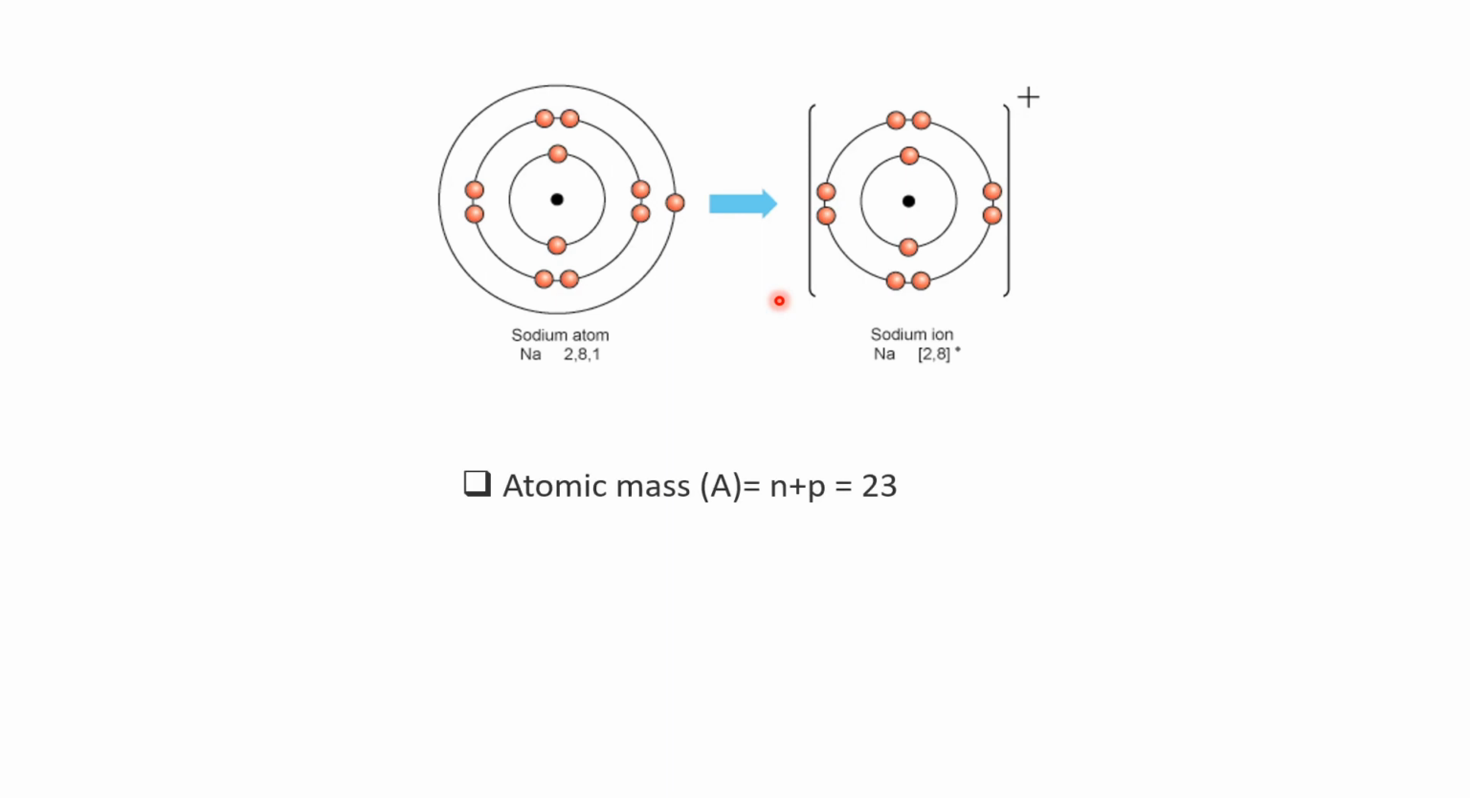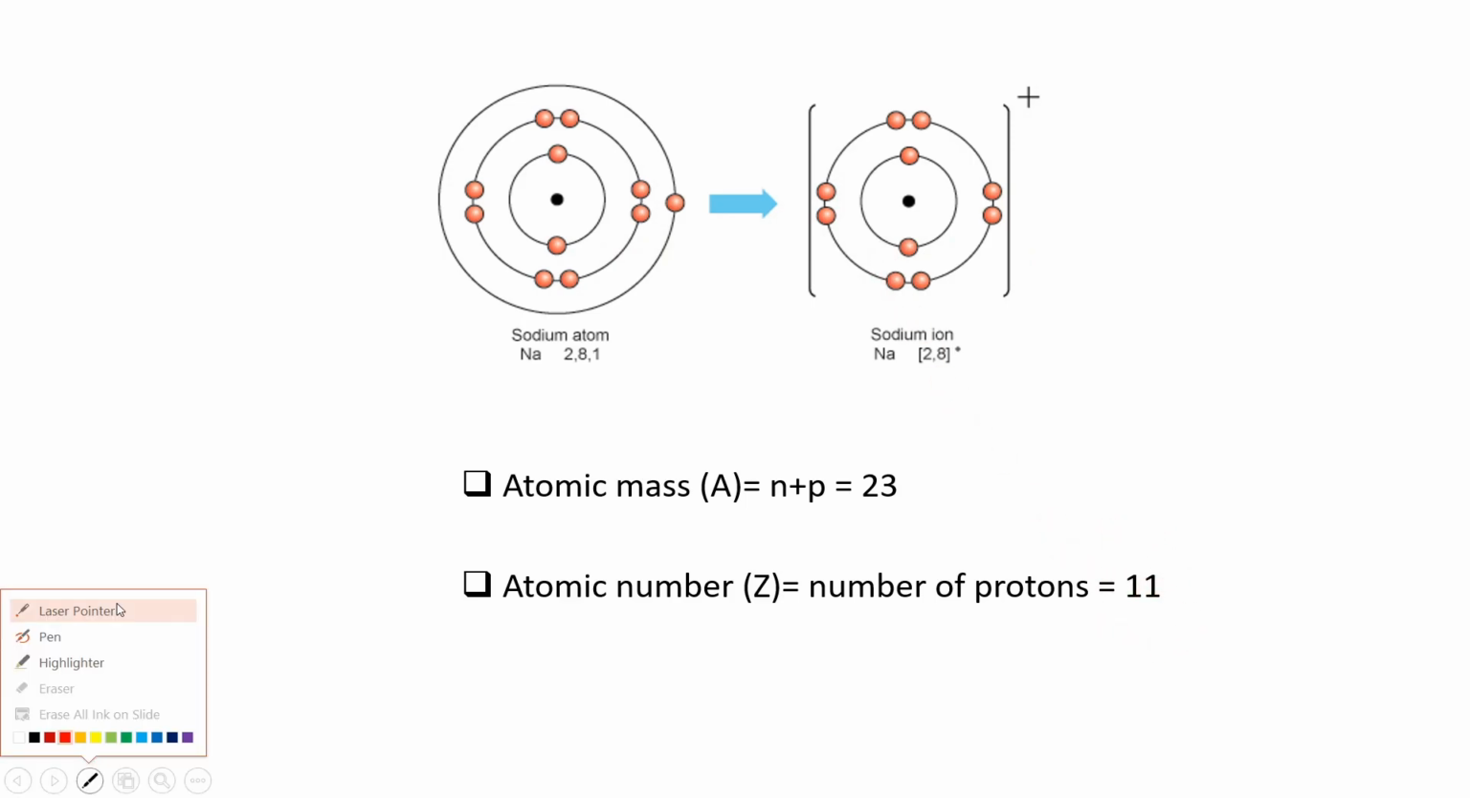So here the atomic mass is the number of neutrons plus protons, which comes up to be 23, and the atomic number is the number of protons, which is 11. Because of this one electron leaving the atom, I will not say that the atomic number has become 10. No, the number of protons is still the same in both the sodium atom and the sodium ion. Therefore, the atomic number is still 11.